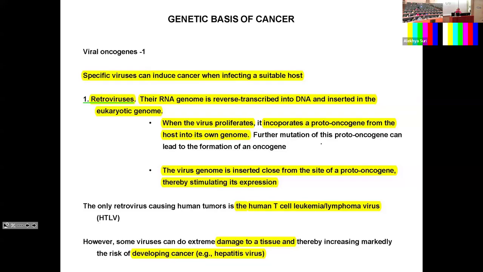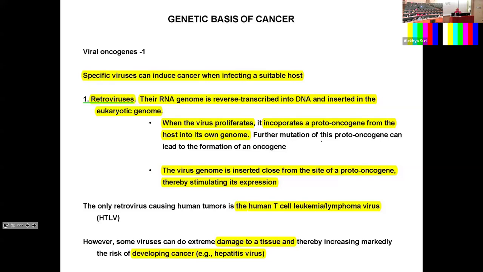So there are two ways. One is when the virus proliferates and incorporates a proto-oncogene from the host into its own genome. So the virus enters, reverse transcribes its RNA into DNA, the DNA enters, and then when the virus proliferates, they have the proto-oncogene in their genome, right?